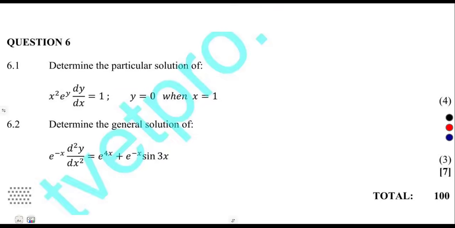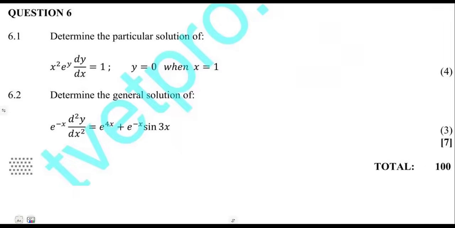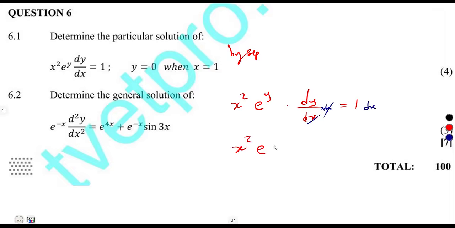All right, number 6, we are given to determine the particular solution of this. This is from the first order, so what we need is to separate by separation. That's x squared e to the exponent of y dy over dx is equal to 1. Let's take the dx this side, so just multiply by dx on both sides. This is going to cancel. So x squared e to the exponent of y dy is equal to dx.